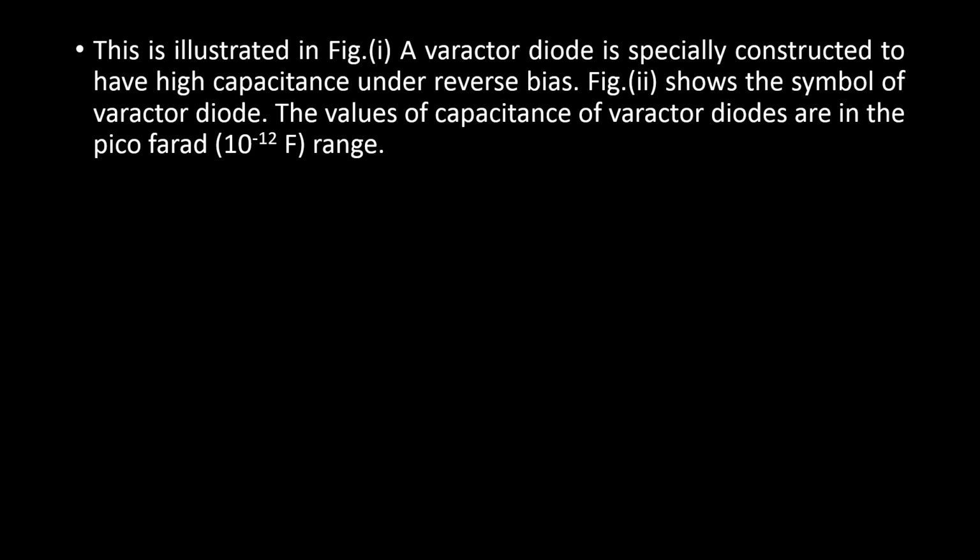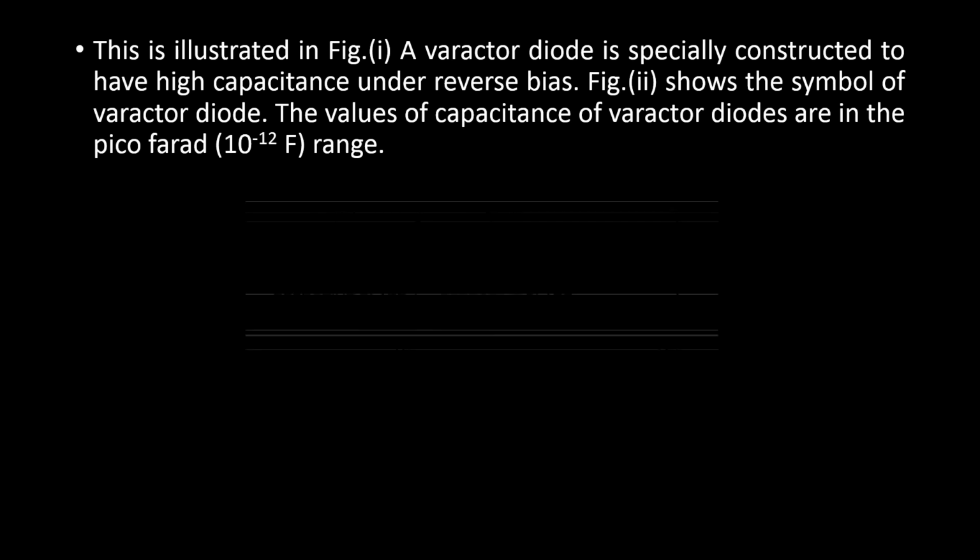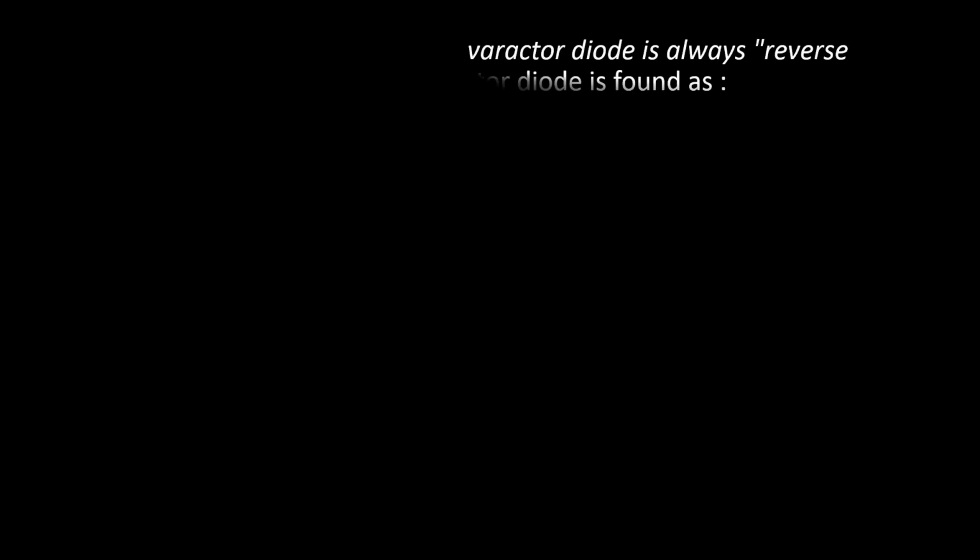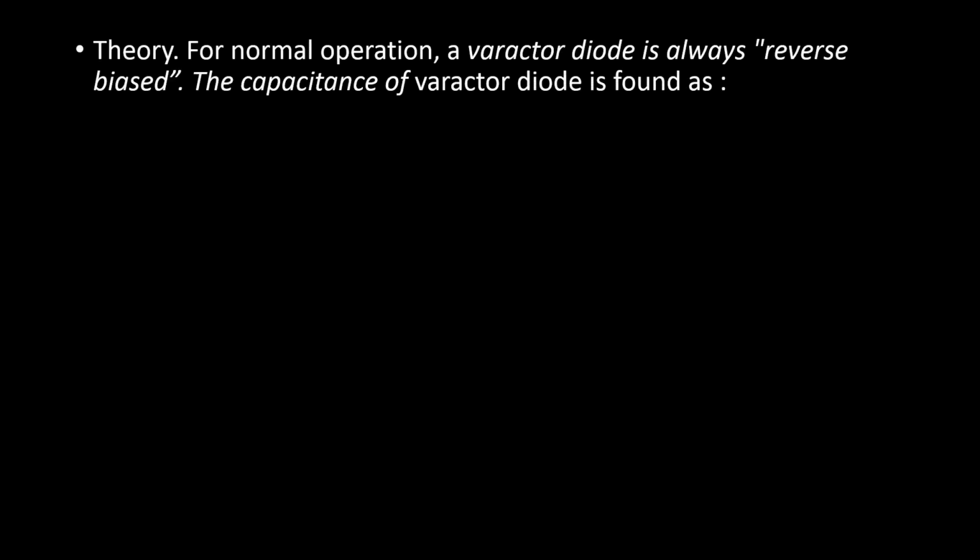A Varactor diode is specially constructed to have high capacitance under reverse bias. Figure 2 shows the symbol of a Varactor diode. The values of capacitance of Varactor diodes are in the picofarad range. Theory: for normal operation, a Varactor diode is always reverse biased.